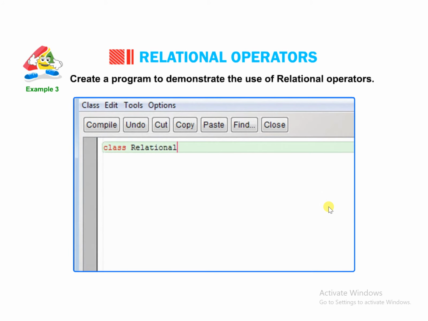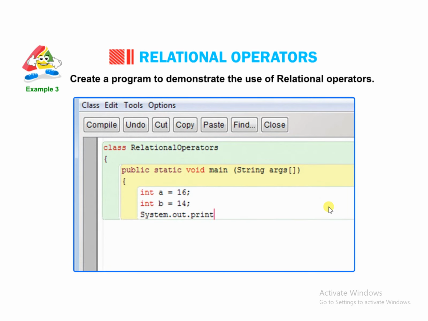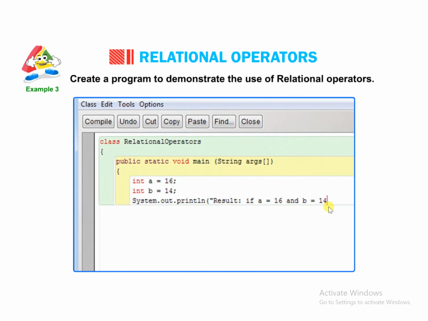Example 3. Create a program to demonstrate the use of relational operators. Class RelationalOperators, curly braces open, public static void main, bracket open, String args, bracket close, curly braces open. int a equals 16 semicolon. int b equals 14 semicolon. System.out.println, bracket open, double quote, result colon if a is equal to 16 and b is equal to 14, double quote close, bracket close, semicolon.